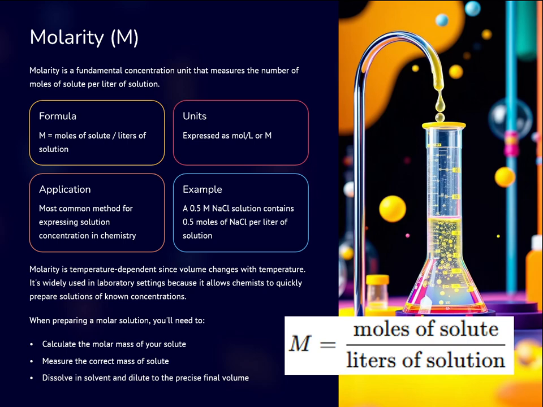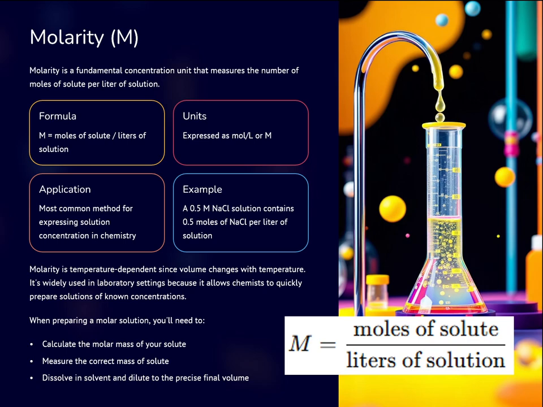The most commonly used method for calculating concentration in chemistry is molarity. This tells us the number of moles of solute. Remember, 1 mole is a specific number of particles, just like a dozen is 12. It tells us how many moles of solute is dissolved into exactly 1 liter of solution.